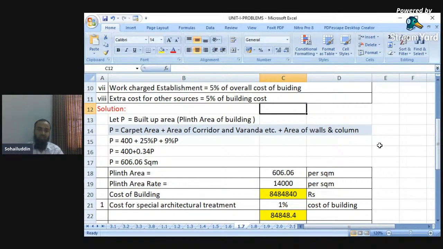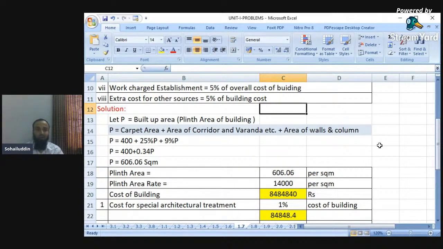So there may be different heights. So we have to find out first the total plinth area. In this way, we will find out the addition, which is nothing but the total plinth area. The plinth area will have different heights, that is the carpet area plus area of corridor and veranda plus the area of walls and column.